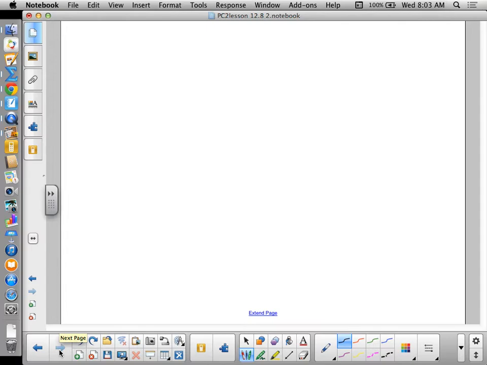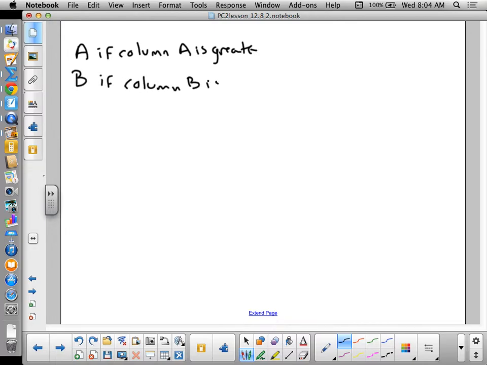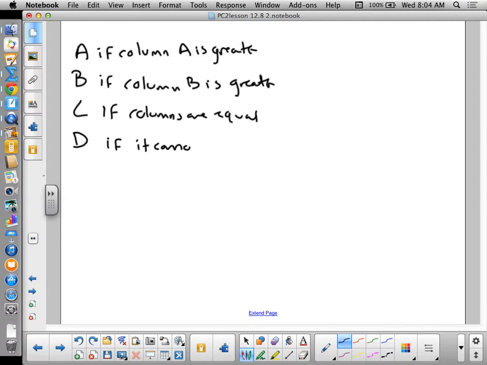They're going to be a series of questions that say, multiple choice still: A, if column A is greater; B, if column B is greater; C, if the columns are equal; D, if it cannot be determined. That's the instructions. Those are your multiple choice answers.